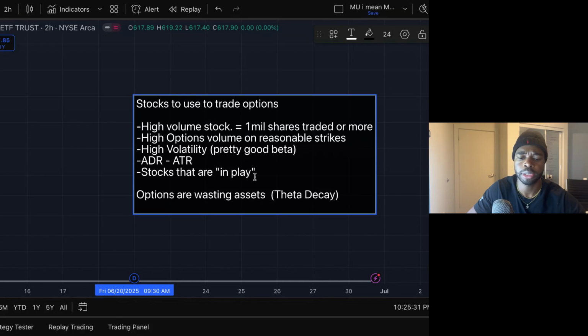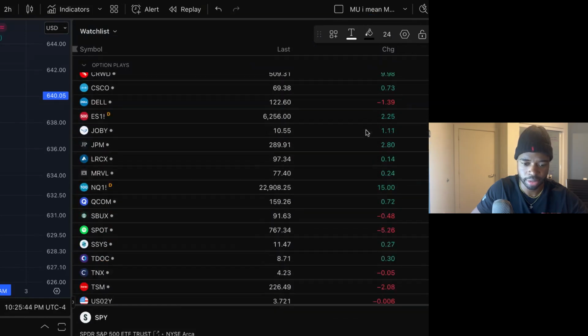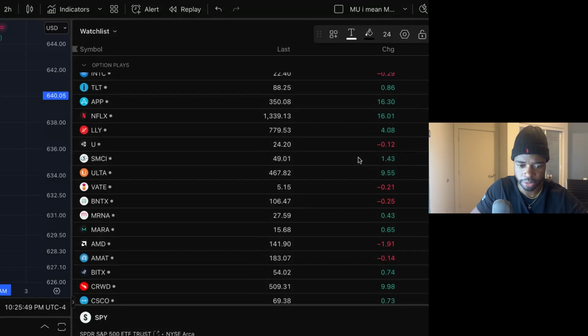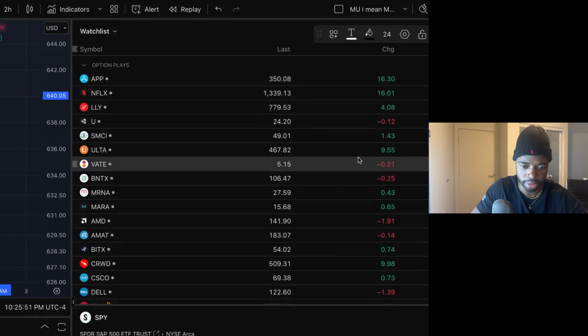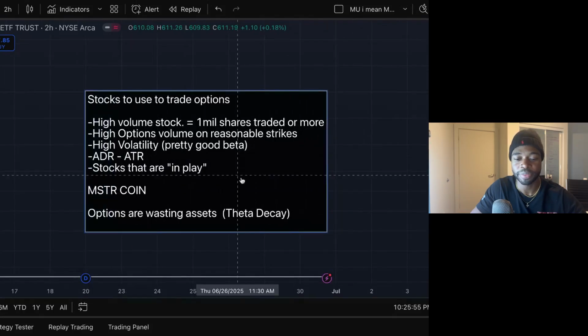So then you would want to trade something like MSTR or COIN, or what was the other one? I forgot what it's called. It's in here somewhere. Crypto. I think I knocked it out because the stock was so trash. But anyways, things that are in play.